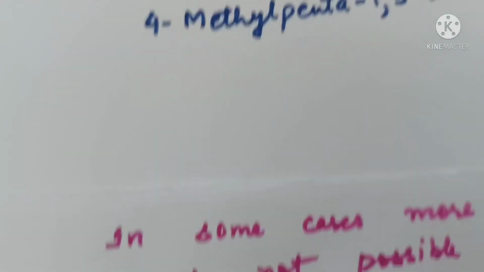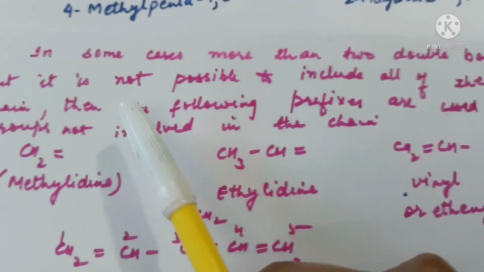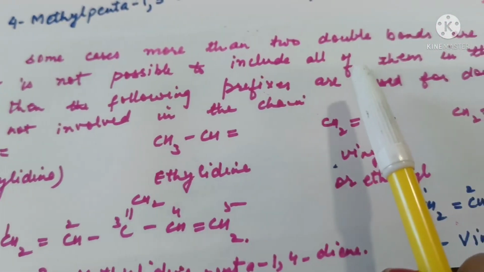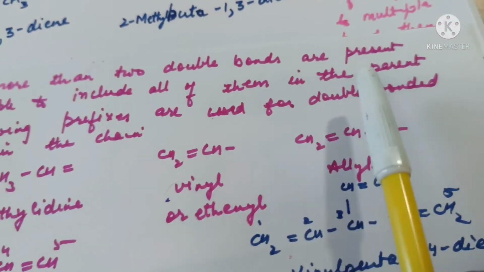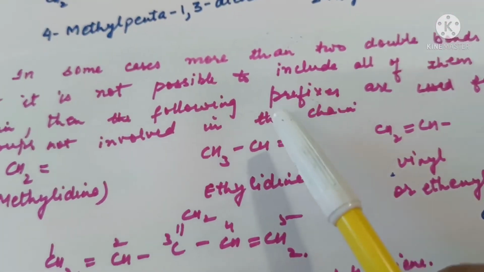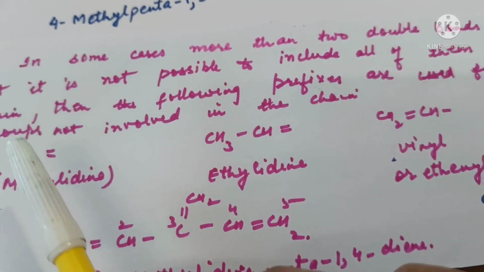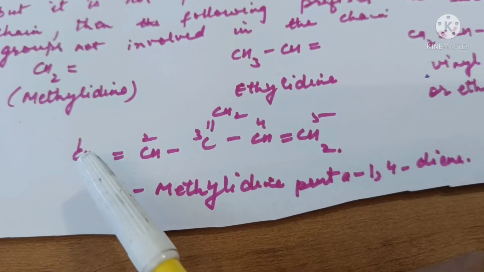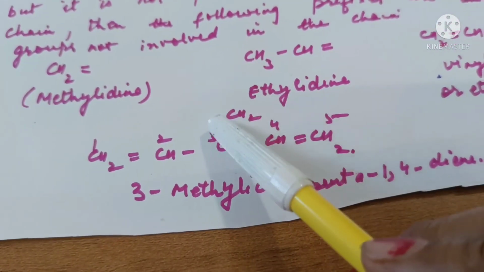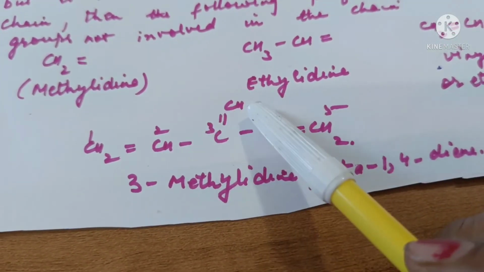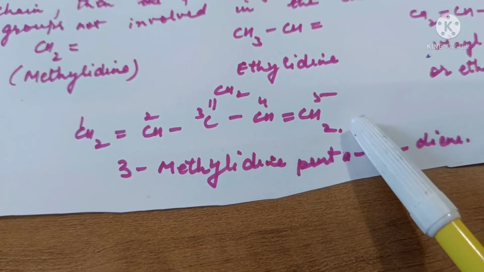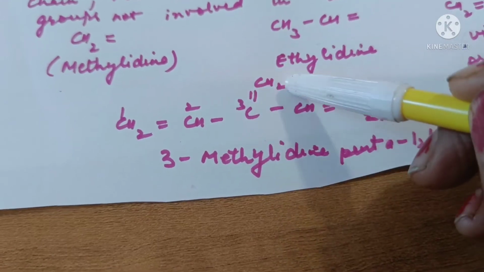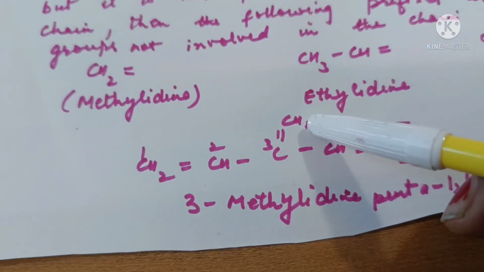In some cases, more than 2 double bonds are present, but it is not possible to include all of them in the parent chain. Then the following prefixes are used for the double bonded groups which are not involved in the chain. So for example, in this compound, we cannot add this particular double bonded group in the parent chain. So what we will do, we will consider this as a substituent, and we will use a prefix for this end.